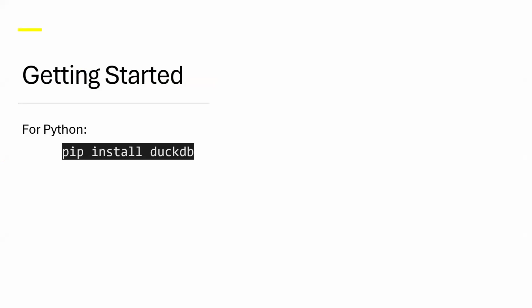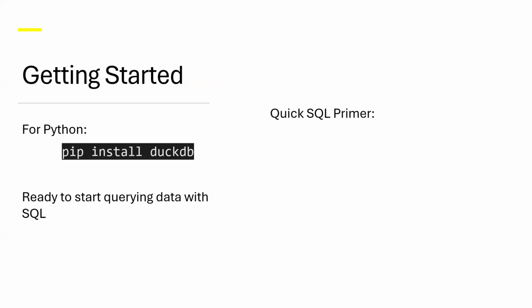So getting started for Python, it's just a simple pip install DuckDB. And that's all you have to do to get everything installed for any scripts. And then you're ready to start querying data with SQL. And I'll go over a quick primer of SQL for those that haven't used SQL before, knowing this is just a Python talk. Some people might not know so much. So really just enough to get started with SQL, which is just a couple keywords.